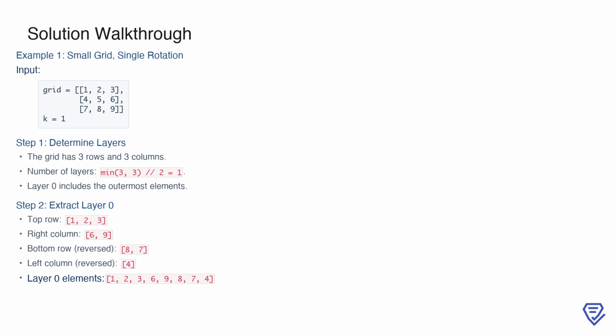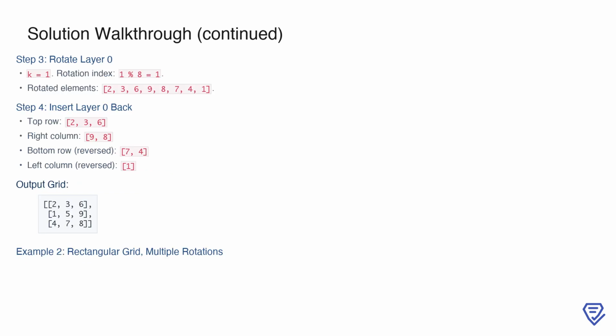Next, we extract the elements of this layer. Starting with the top row, we take the elements 1, 2, 3. Then, from the right column, we add 6, 9. Moving to the bottom row in reverse order, we include 8, 7. Finally, from the left column in reverse, we add 4. Combining these, the layer's elements are 1, 2, 3, 6, 9, 8, 7, 4.